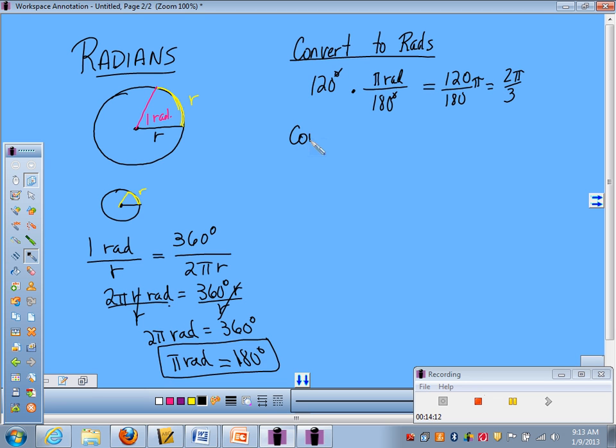Okay, what if I wanted you to convert the other way? I wanted you to convert to degrees. Say I gave you 25 pi over 9, and I said, how do I go to degrees? If you did pi over 180 before, flip it over. You do 180 over pi here. The pi's will cancel. You just have to crunch the numbers. 25 ninths times 180 is 500 degrees.